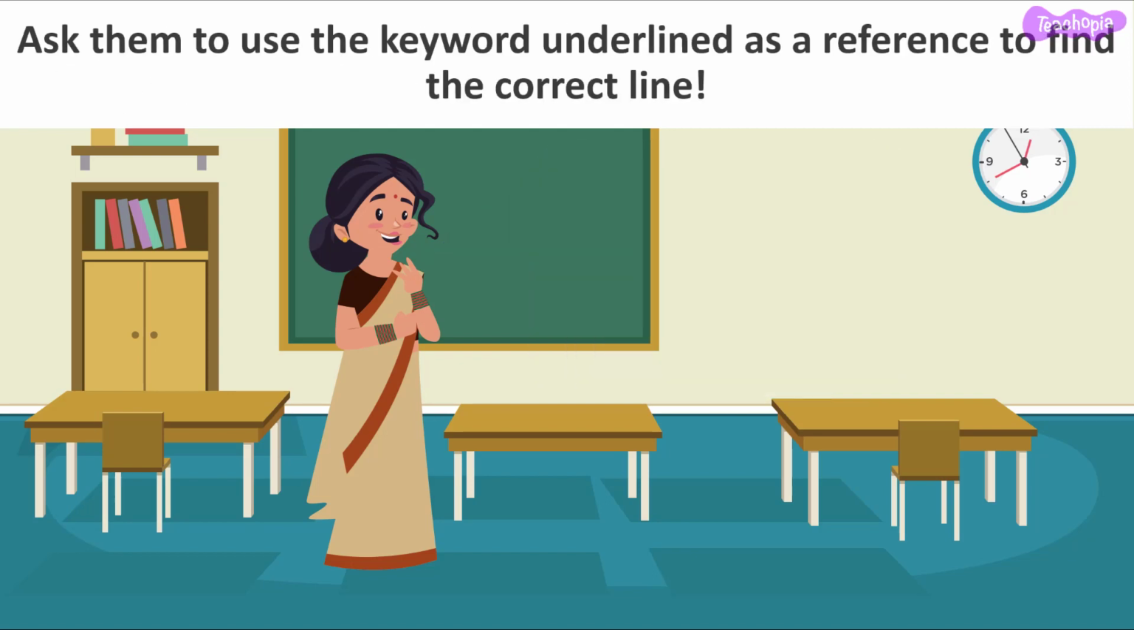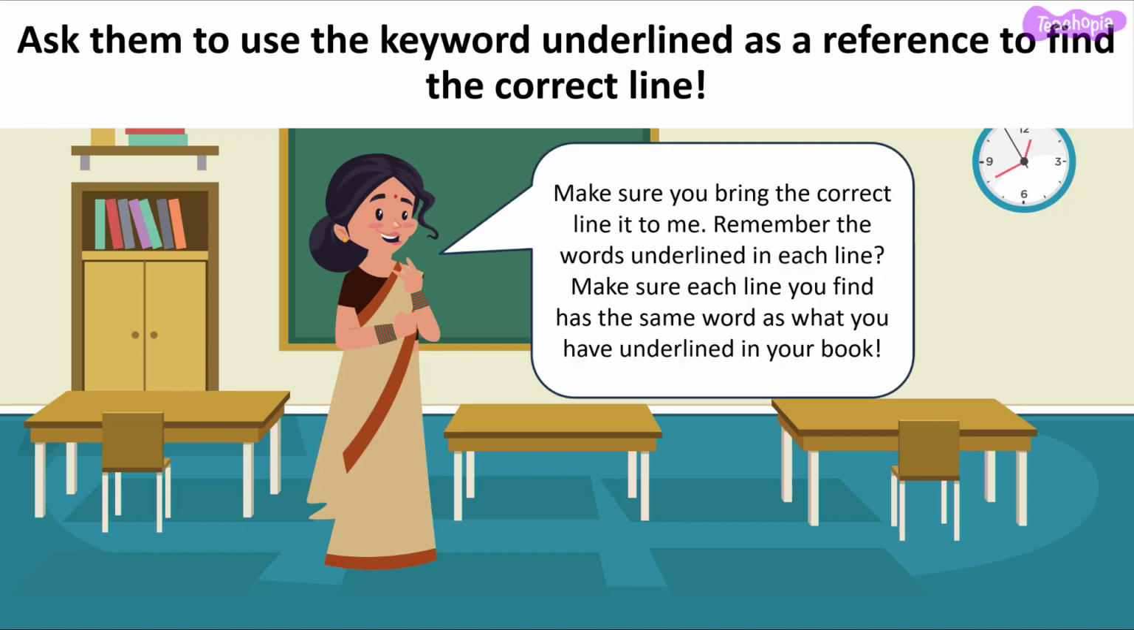Explain to the students that they need to make sure that the line they find has the same keyword you have asked them to underline earlier. Make sure you bring the correct line to me. Remember the words underlined in each line? Make sure each line you find has the same word as you have underlined in your book.